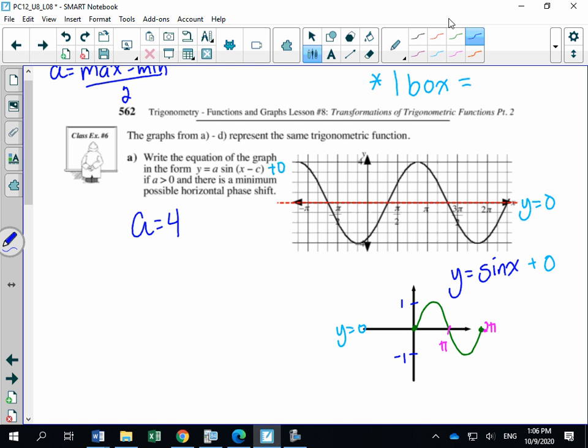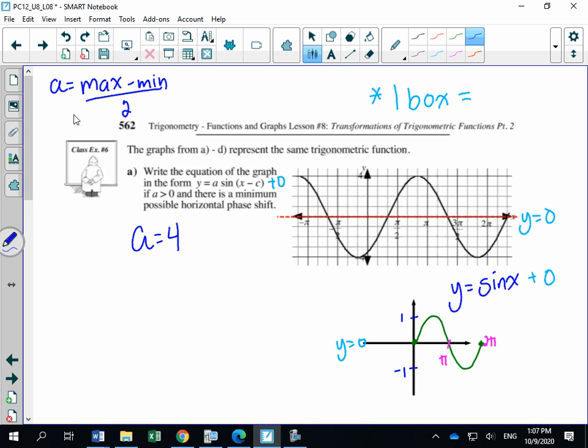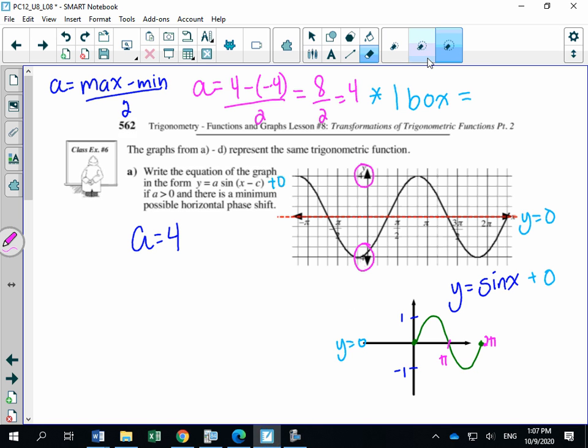If you're ever unsure of the amplitude, you could use the formula. You have to memorize this formula: the A value is the max minus the min, divided by 2. The max of this graph is at 4, minus the min of this graph, which is -4, and you divide that by 2. So 4 minus -4 is 4 plus 4, which is 8, divided by 2. The A value, or the amplitude of my graph, is 4. That's the first parameter figured out.